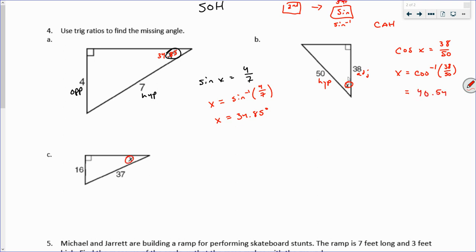And then from here, opposite over hypotenuse. So again, this tells us to use sine. So sine of x equals opposite over hypotenuse. We're going to use the inverse of sine to undo sine. So we'll do that. Second sine button, 16 divided by 37. And we'll get something like 25.62.